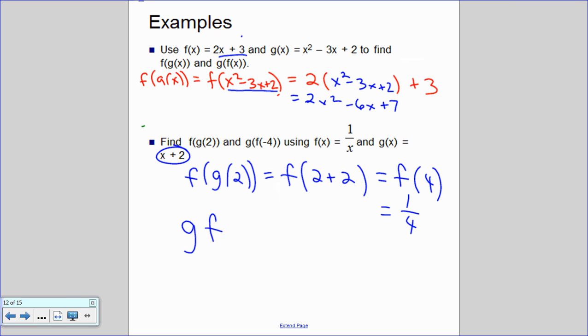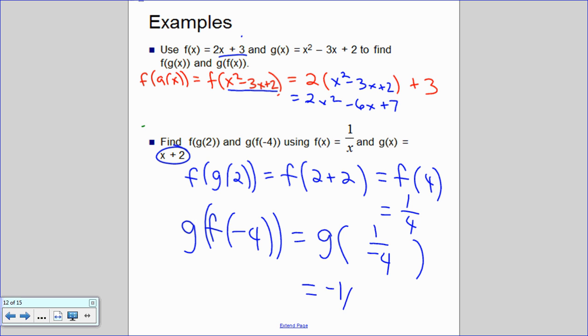g of f of negative 4. Well, let's see. Negative 4 goes into f. So f says let's take the input and put it underneath 1. So that's negative 1/4. And then negative 1/4 goes into g, where g says we're going to take x plus 2. So that's going to be negative 1/4 plus 2, which is 7/4.